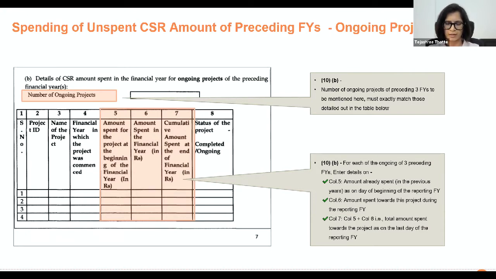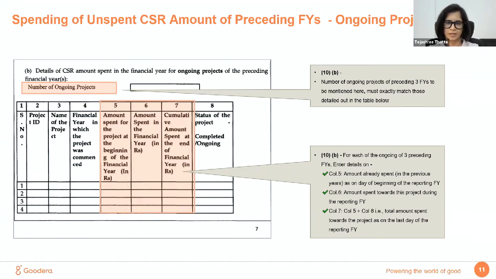In the subsequent column, which is column 7, is the addition of both these earlier columns, basically asking you to put the total amount spent in the reporting year plus before, in years earlier to that. In the last column, you have to mention if this project is still ongoing or completed as on the last day of the financial year. If there is any confusion or any questions, you can put the questions in the question and answers section and we'll address that.